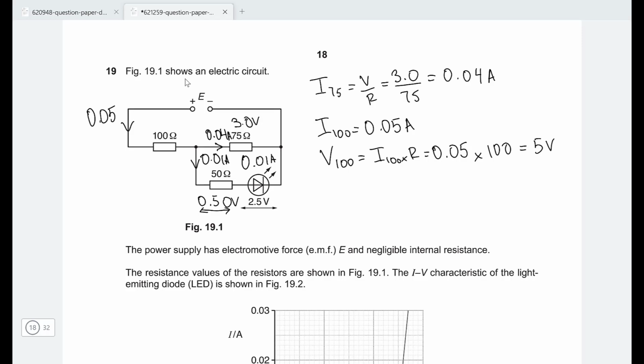Due to Kirchhoff's second law, the sum of the EMFs will have to equal the sum of the PDs across this loop over here. So if this guy here is 5 volts, then our EMF is just 3 volts plus 5 volts, which is of course equal to 8 volts.